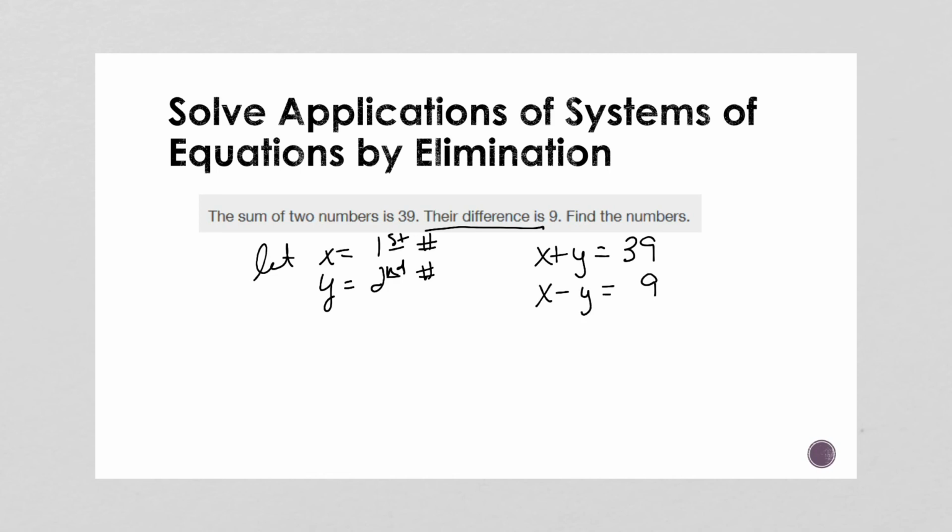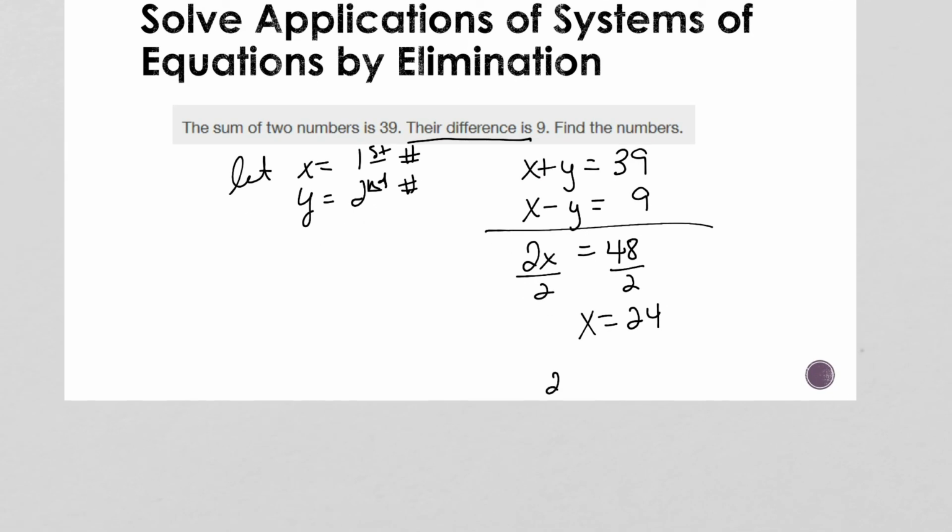Now notice we already have opposites of each other with these y's, so we can go ahead and add these equations together. x plus x is 2x. 39 plus 9 is 48. Divide by 2. x is equal to 24. Okay, so I can take this 24 and substitute it in either equation. It doesn't really matter. I'm going to do the top one. I like dealing with positives when I can. So 24 plus y is equal to 39. Subtract 24. So y is equal to 15.